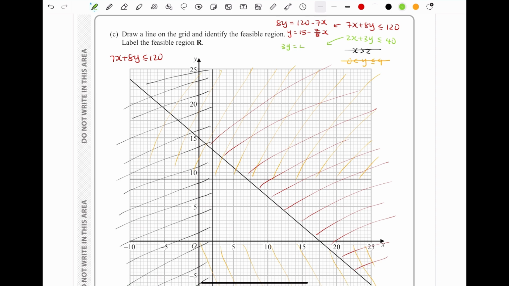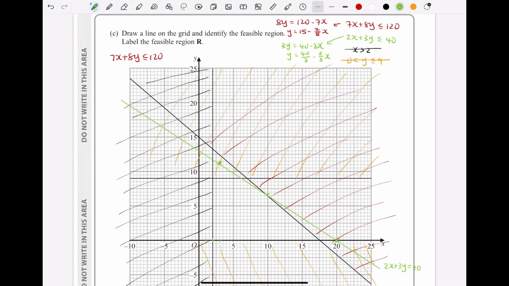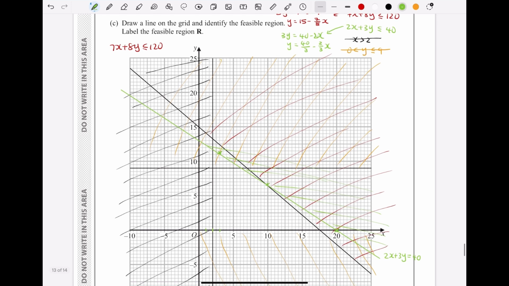The final equation, we need to rearrange it and plot it ourselves. Okay, so by picking a few points, we'll be able to get the line. And we also wanted the region to be smaller than or equal to 40. Therefore, the region that is above the line is shaded away. Therefore, this is the region R.